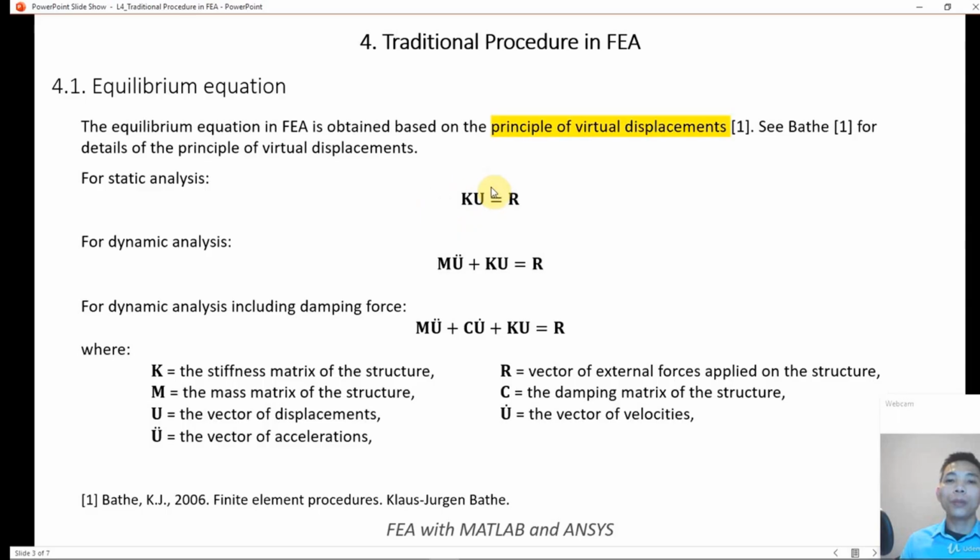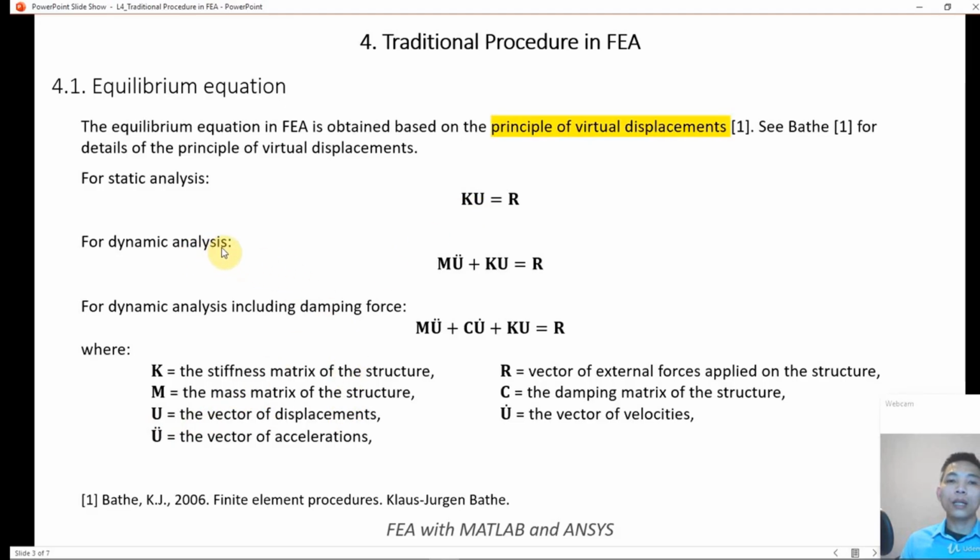So for static analysis, we have the stiffness matrix multiplied with the displacement vector equal to the external force, KU equals R, where R is the vector of external force, K is the stiffness matrix of the structure, and U is the vector of displacement.